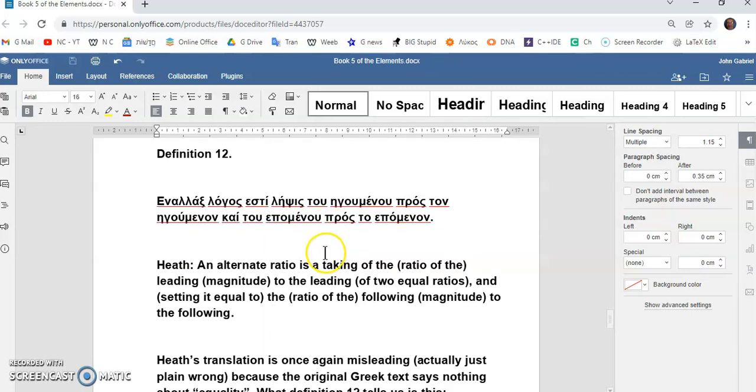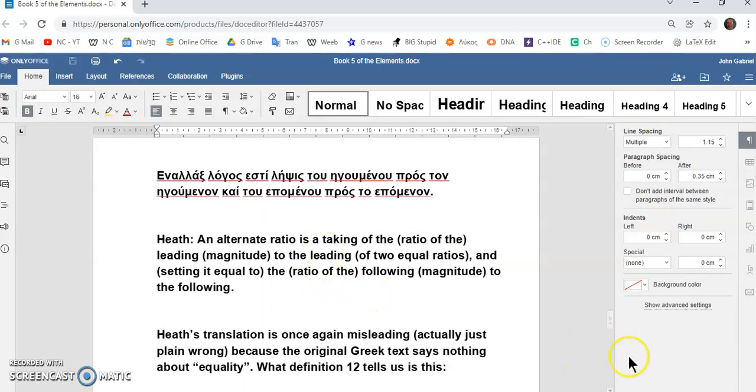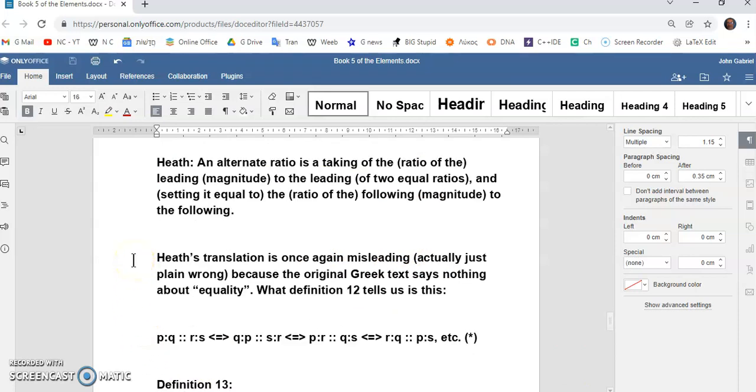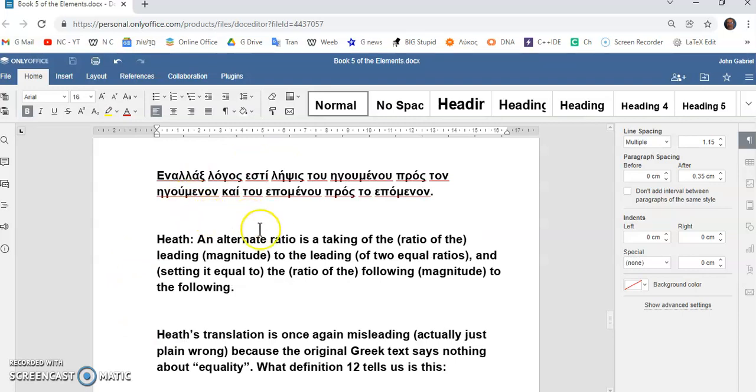So let's see, what does definition 12 say? Now, his translation in this case is once again misleading because the actual Greek text says nothing about equality or setting it equal to. And of course, he's got that in parentheses, which means that's what he thought. So although he didn't actually state it per se, his opinion was wrong, meaning he did not understand. So let's see exactly what definition 12 is telling us.